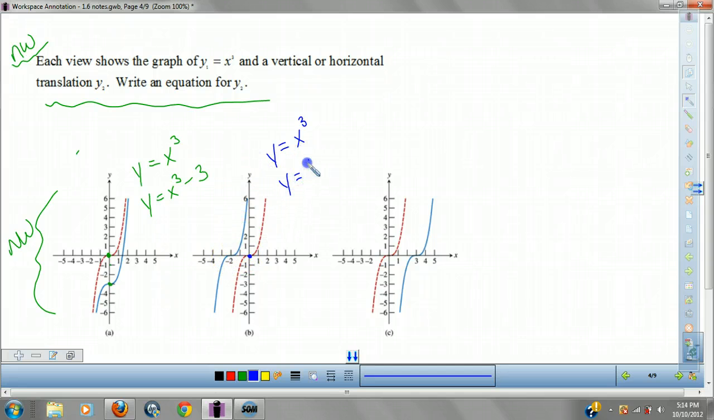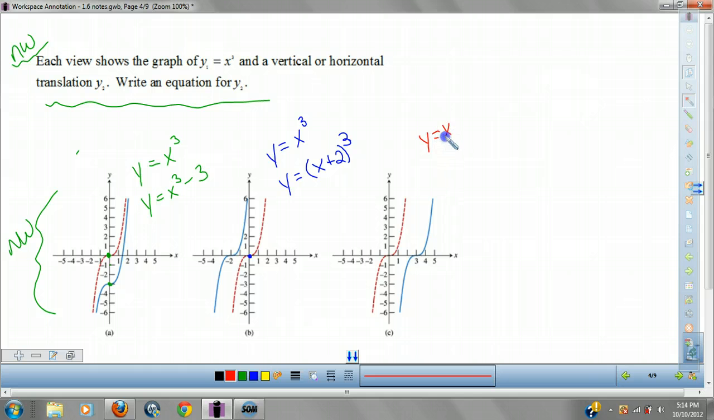So if we're moving left or right, that means this x is going to end up being in parentheses, right? That's a 3. Now we're going to the left, so that means this is going to be positive. We're going to add 2 to it. And we got one more.